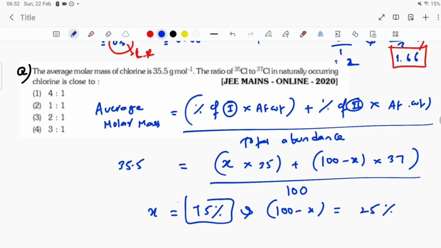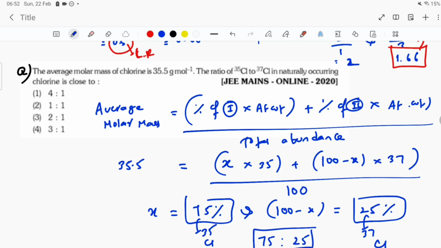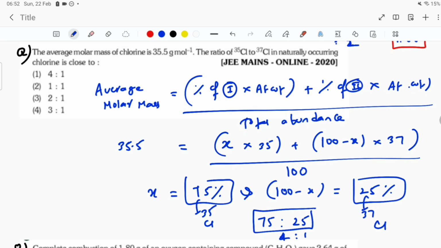So that is the Cl35 isotope, and here it is Cl37. Observe the ratio here. What is the ratio? 75 to 25, which is 4 to 1. Sorry, 3 to 1. So the answer should be 3 to 1. That formula we applied. Percentage abundance means availability in the atmosphere: Cl35 is x, the other should be 100 minus x. Total abundance is anyway 100 percent.